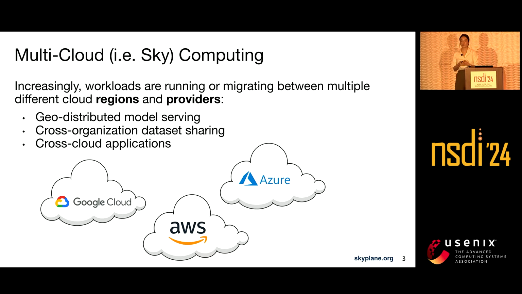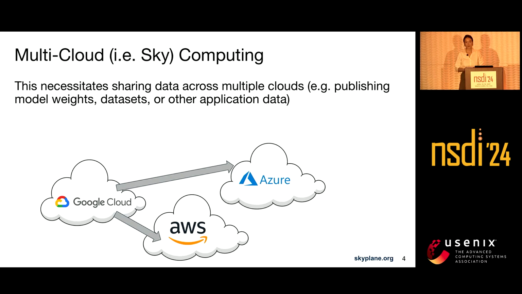To start off, some of you are probably familiar with the concept of multi-cloud or sky computing. We're seeing more and more new cloud providers, and increasingly workloads are being run or migrated across multiple different cloud regions and providers. Examples include geo-distributed model serving, cross-organizational dataset sharing, and more generally any kind of cross-cloud application. This necessitates sharing data across multiple clouds. For example, you might want to publish model weights, share a dataset, or move application data across these different cloud regions and providers.